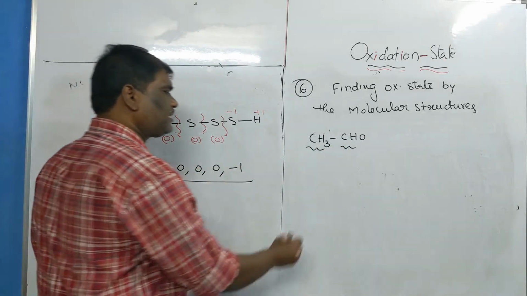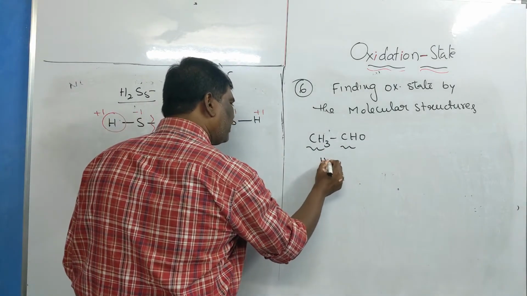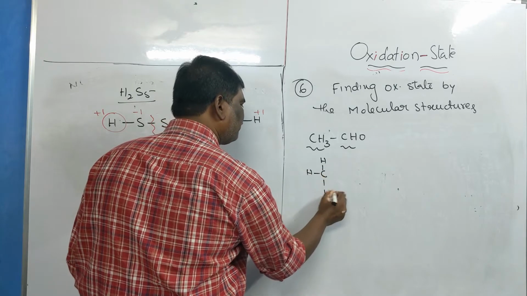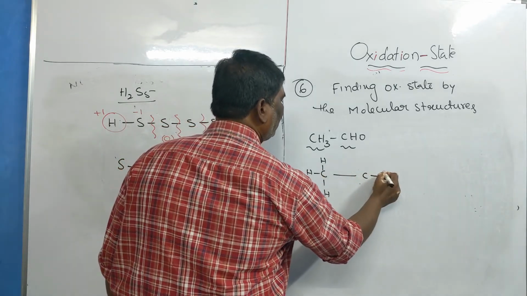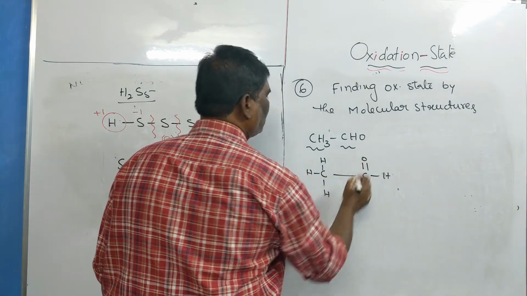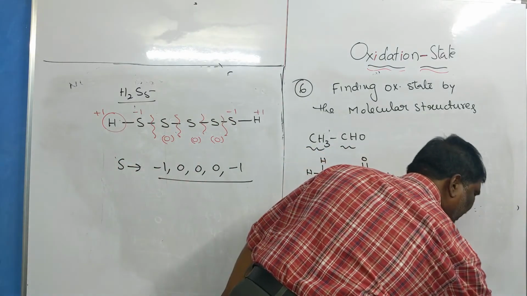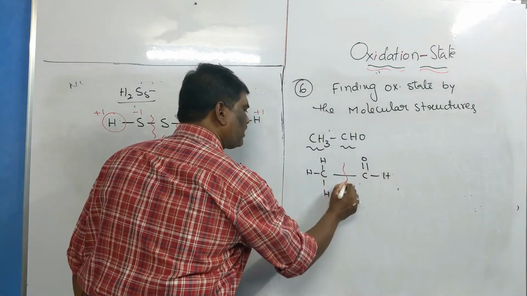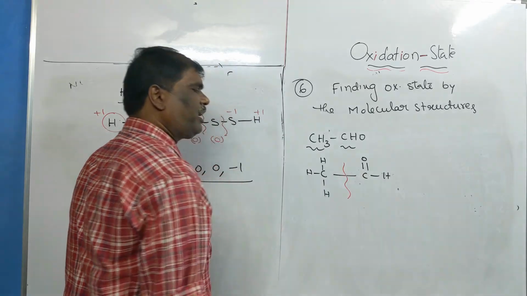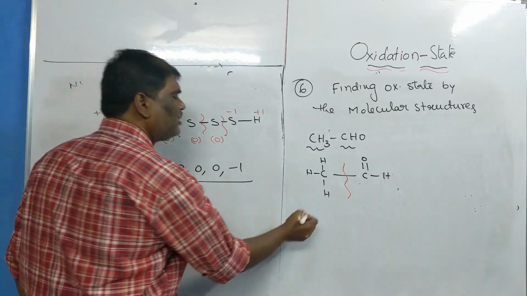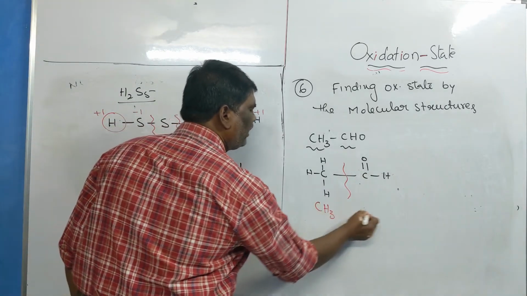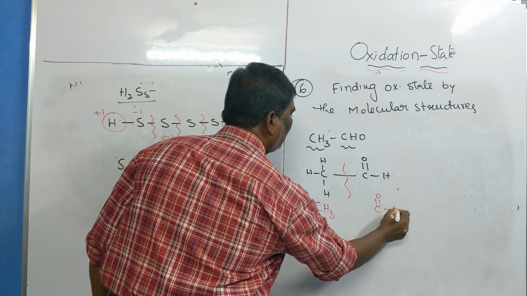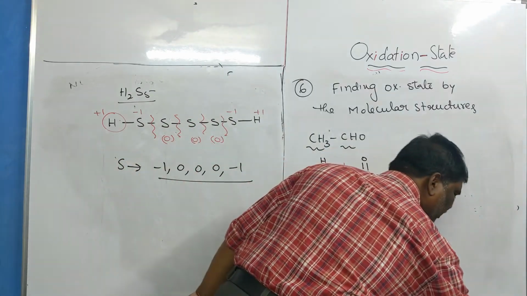Now the geometry is: carbon is held with 3 hydrogen atoms. Here carbon is held with hydrogen and 2 oxygen atoms. Now there is a linkage between 2 carbons. That's why here no unequal sharing. So we split that one, and it is taken separately. So oxidation states are calculated separately.